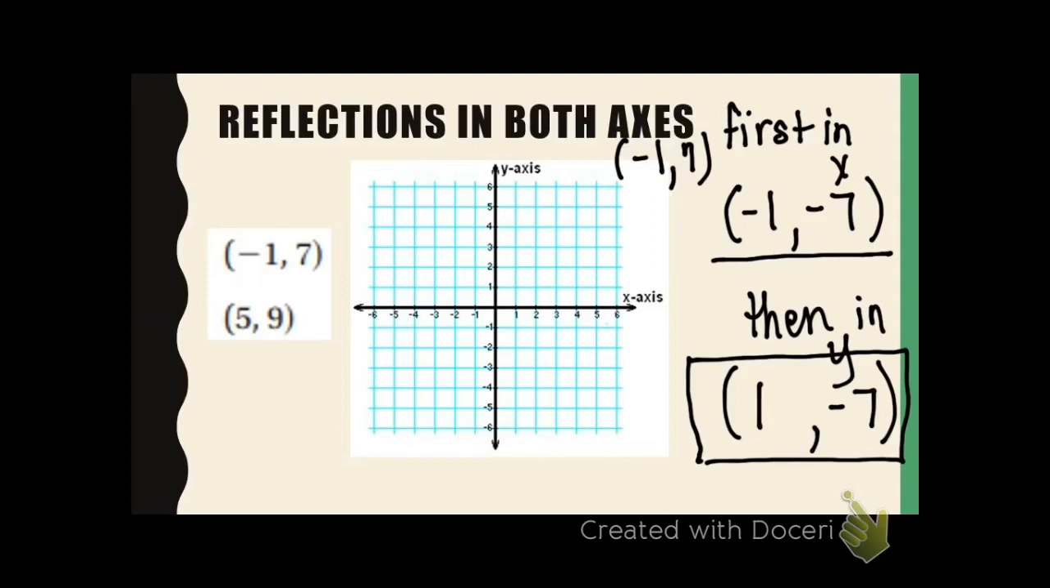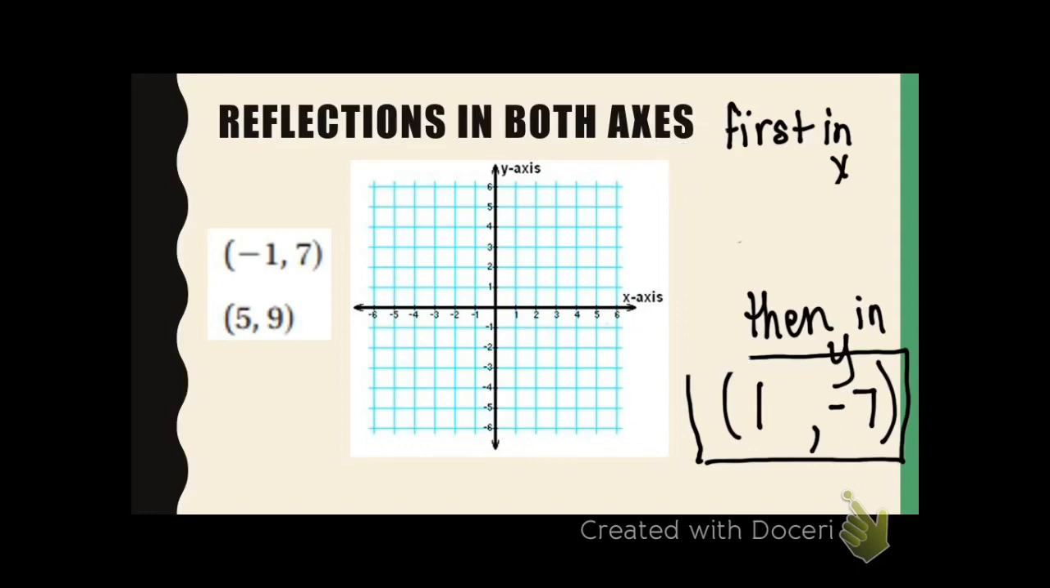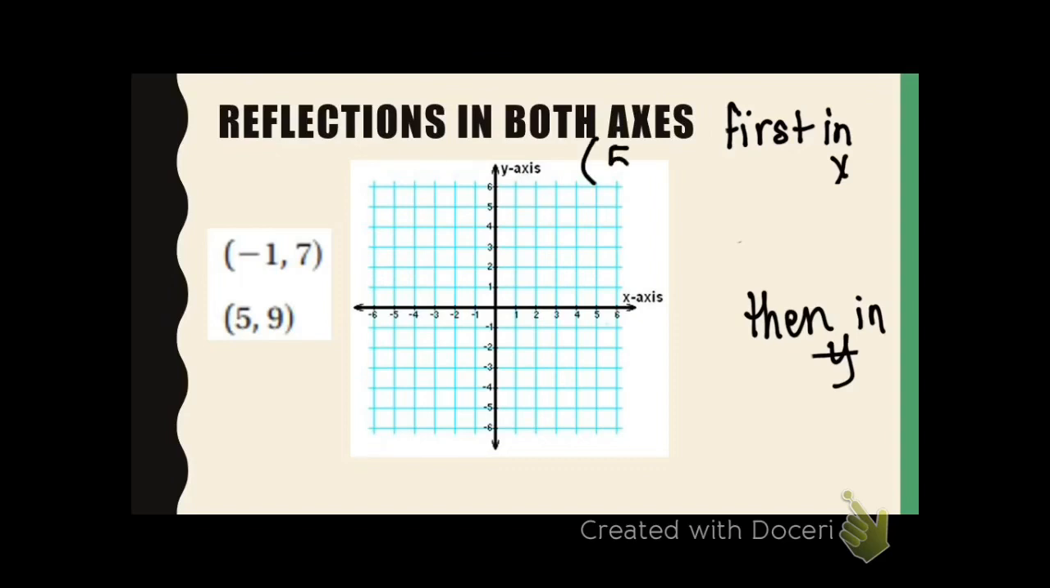All right, let's erase, and let's do the next one. Let's practice doing that one. Let's see if you can do that one. So I would recommend you go ahead and write down 5, 9. Okay, all right, so we have our coordinates.